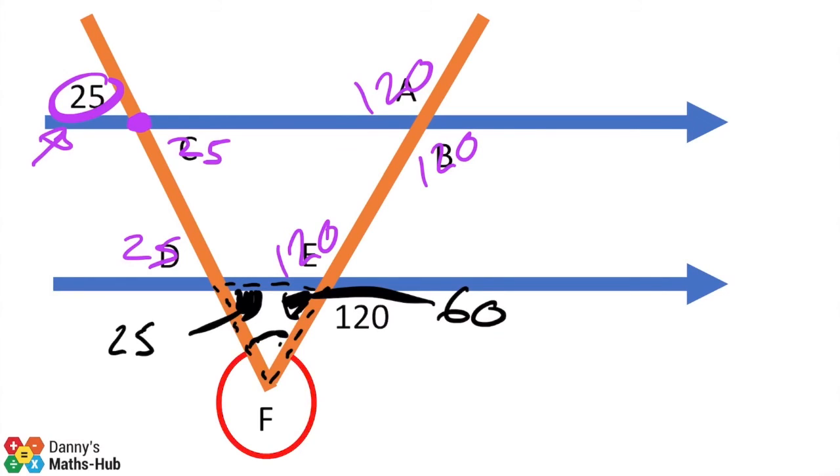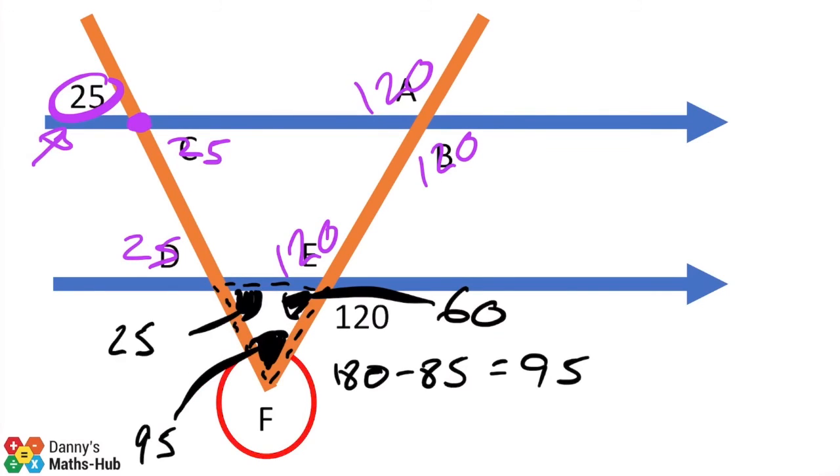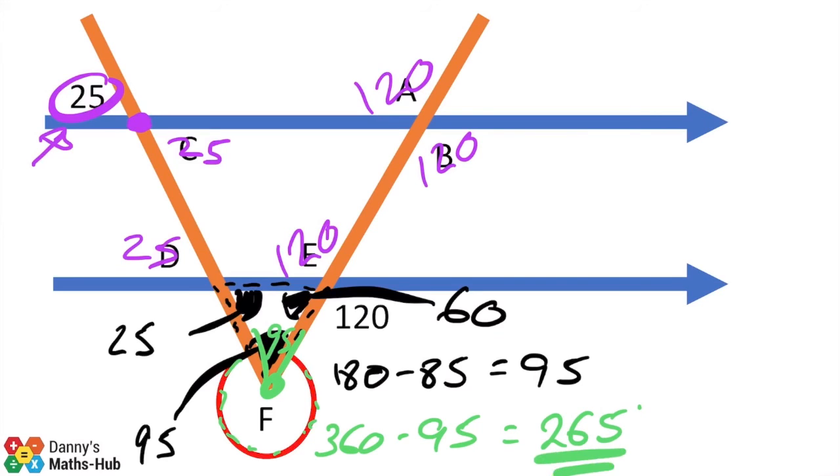So we could work out what this angle is because we know angles in a triangle add up to 180. If we've already got 85, 180 minus 85 would give us 95, which means this angle here is 95. And now we need to use a different angle fact. We now need to look at angles around a point. Well, we know this angle here is 95. So how can we work out what the rest of this angle is? Well, we should have 360 around a point. If we minus 95, we end up with 265 degrees, which means F is 265 degrees.